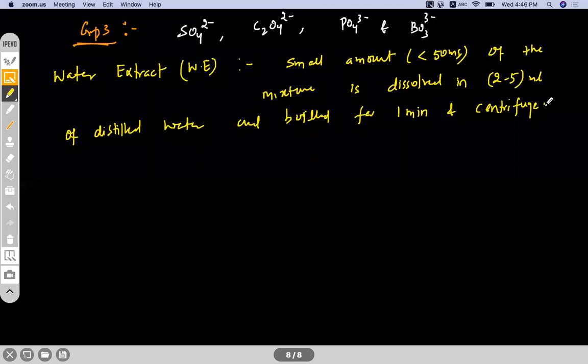Centrifuge is when you rotate it, right? Yes, you rotate it at high speed. The washing machine concept is based on centrifuge only, right? Yes. It rotates and a very high centrifugal force acts on it.